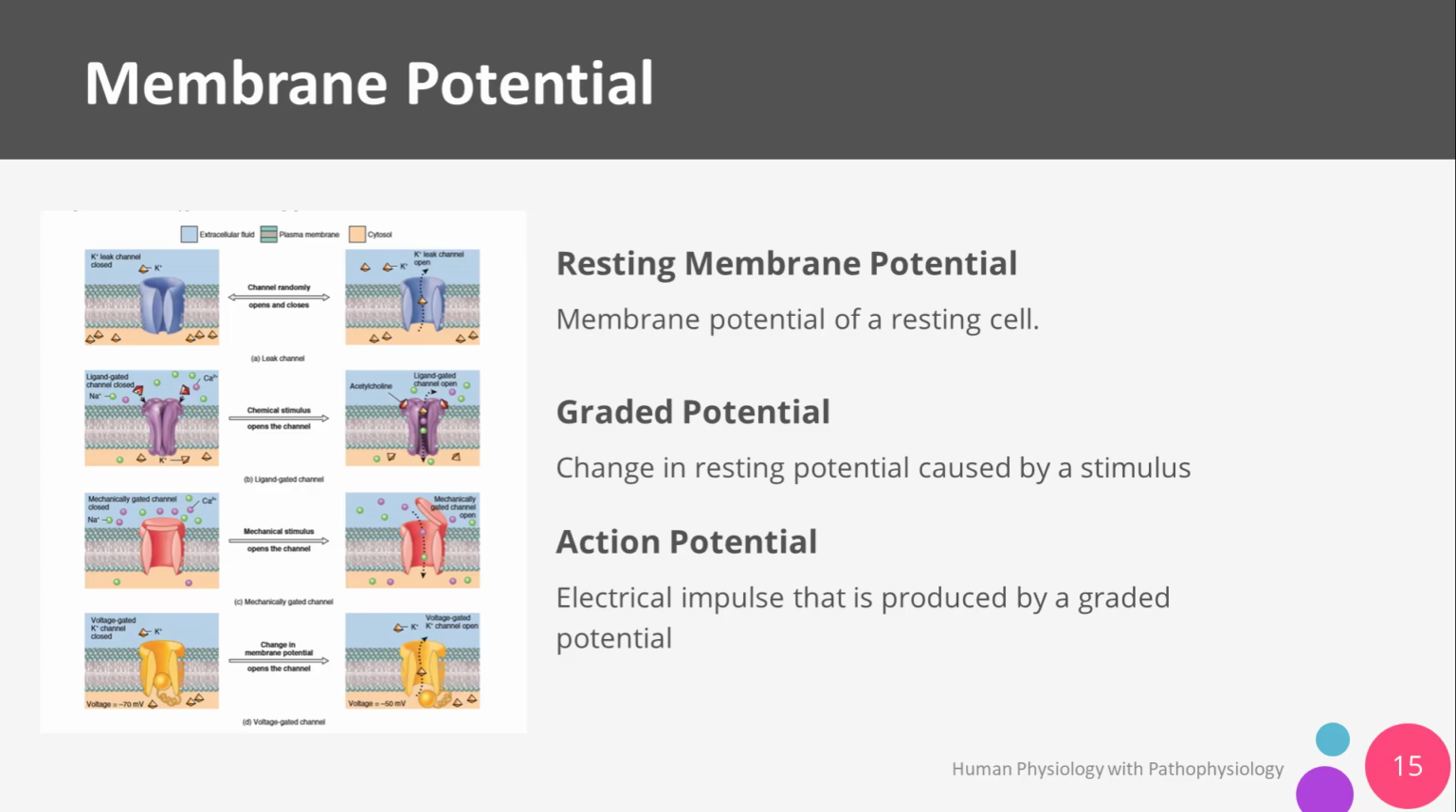This figure represents the four major types of ion channels in a neuron: the leak channel, the chemical gated ion channel, the mechanical gated ion channel, and the voltage gated ion channel. I've mentioned that passive channels are also referred to as leak channels, and active channels are gated ion channels: chemical, mechanical, and voltage gated ion channels.